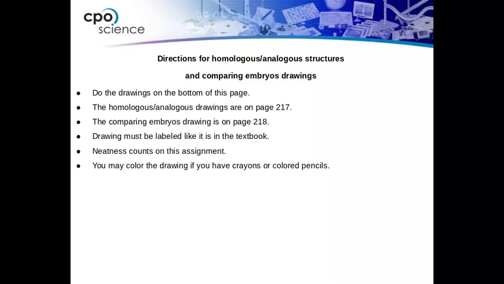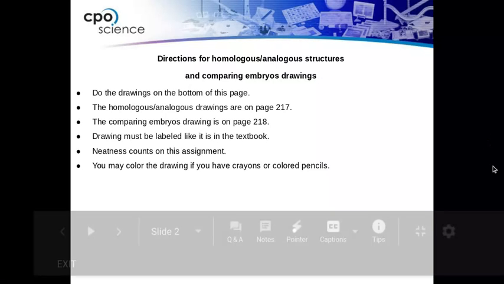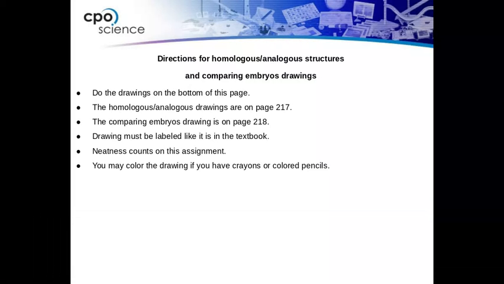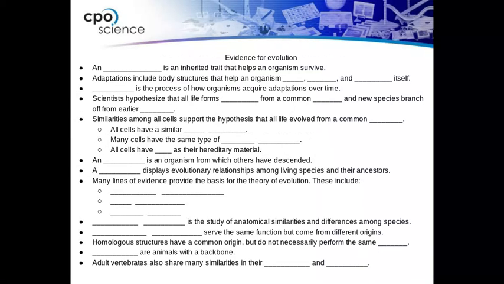For the drawings, you can do them on the page where there's the blank section. They're on pages 217 and 218 in the textbook packet that you got. You need to label them like they are in the book. Neatness does count on this. Again, you need to be able to follow along and keep track of it. You can color them with crayons or colored pencils if you have them at home. If not, don't worry about it.